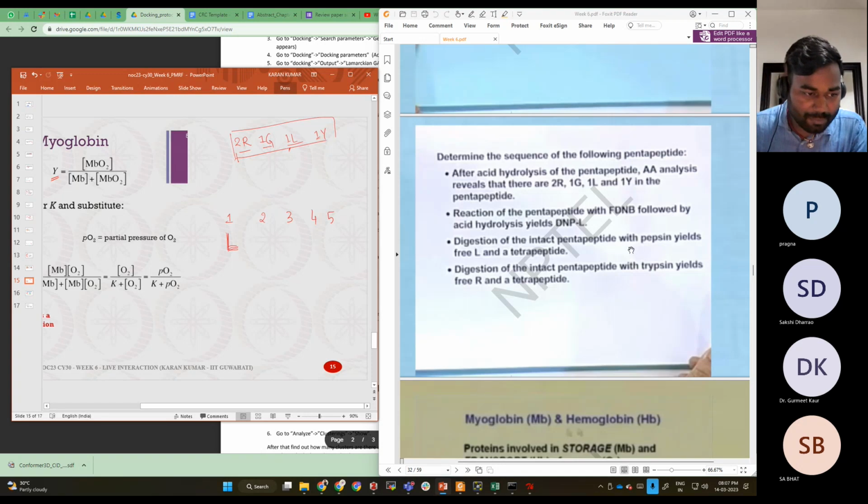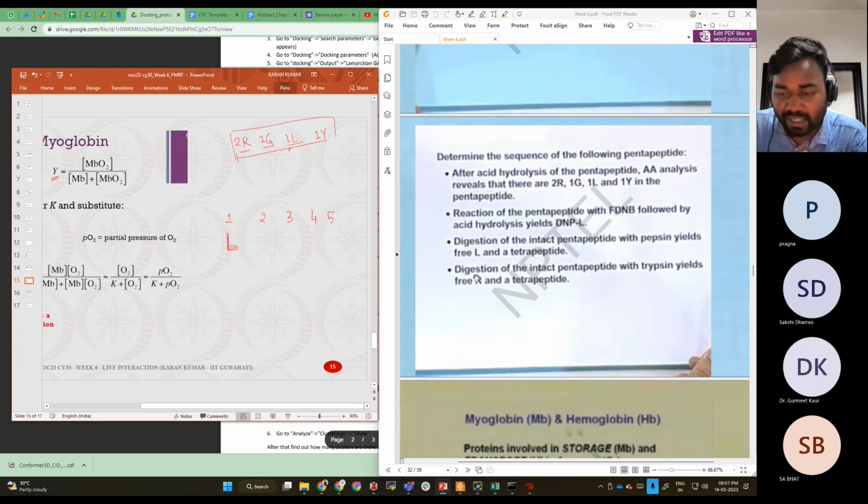What is the digestion site of pepsin? C terminal. C terminal of which amino acid? Hydrophobic, bulky. Bulky amino acid, right? C terminal of bulky amino acid. Okay, very good.